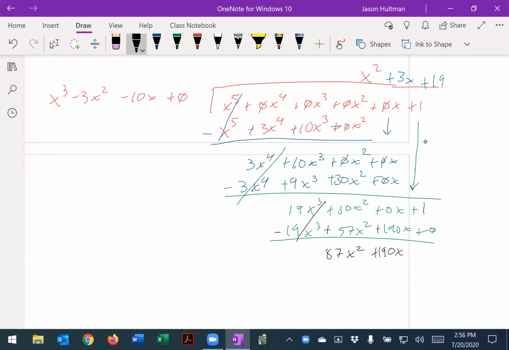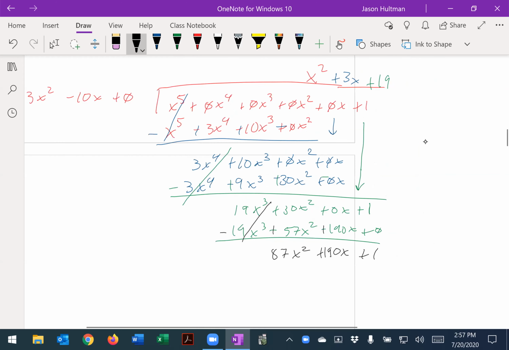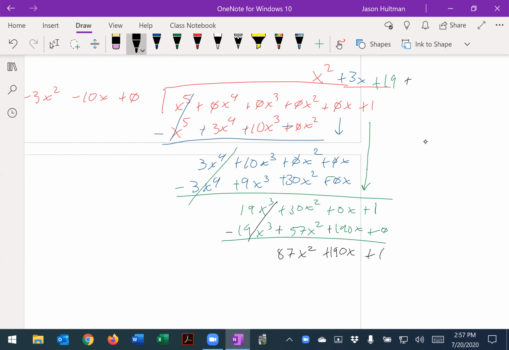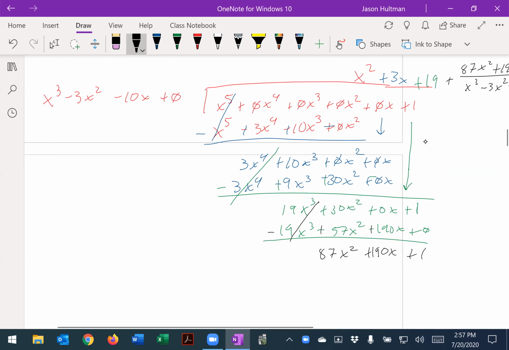Okay, plus 1. Okay, and that's our remainder. So the idea here is that this thing becomes plus 87x squared plus 190x plus 1 all over x cubed minus 3x squared minus 10x. Now we're going to integrate this whole thing. So we just did long division, and now we want to integrate the whole thing.